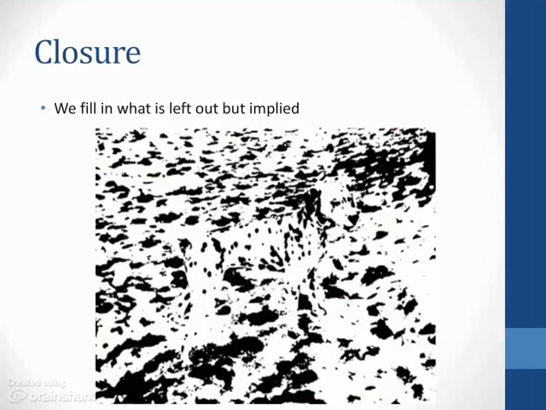So can you see what is in this photo? We fill in what is left out but implied. So this picture of the Dalmatian dog has no line to indicate where the dog begins and where the splotchy background ends, but our eyes are really good at filling in detail that may otherwise be missing.